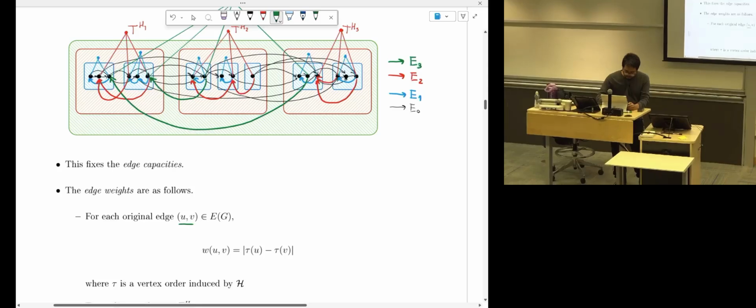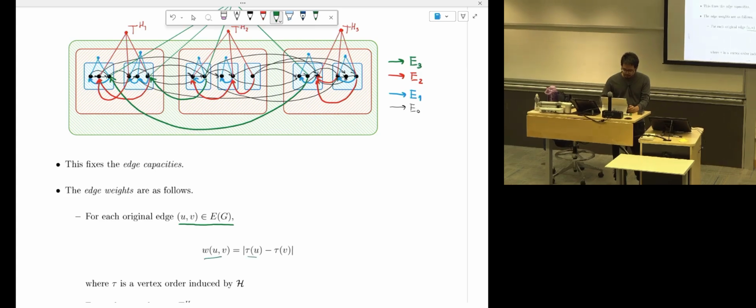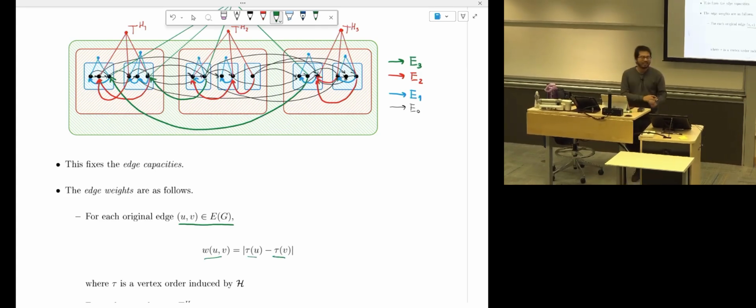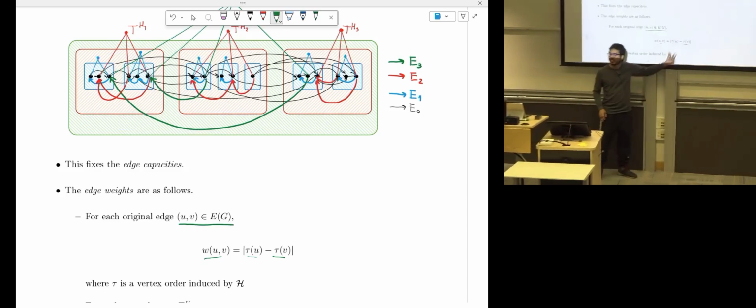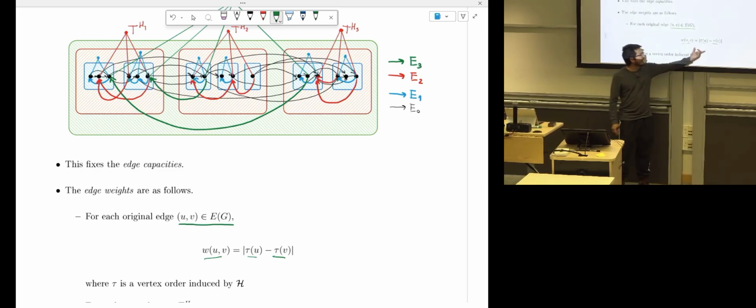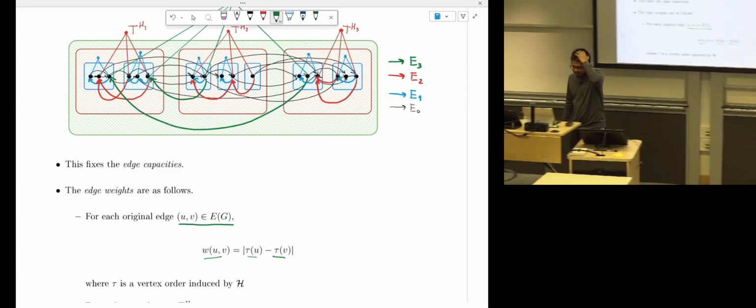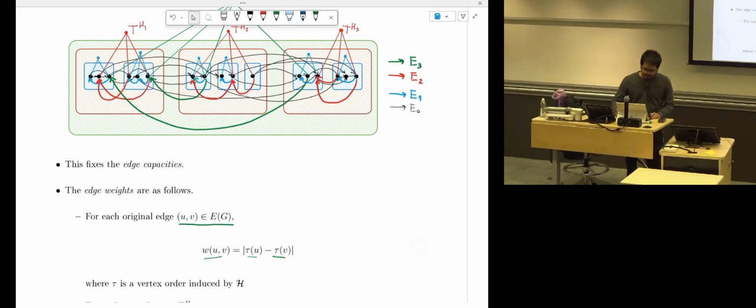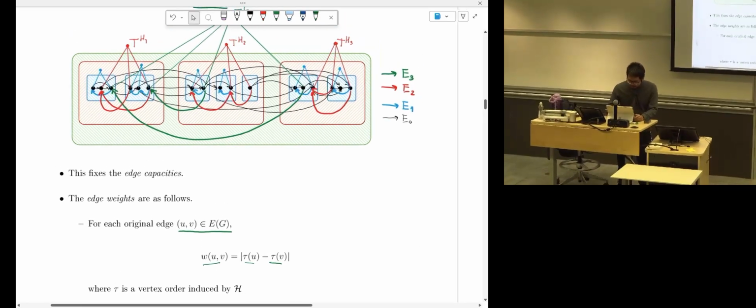If the edge is an original edge, from the graph G, then I just say that the weight is just the difference between tau. We have seen this several times now. We will use it again. This is kind of the key to get n squared in many other previous algorithms. It's just the same thing here. So for example, if this is u and v, then the weight here is just tau u minus tau v.